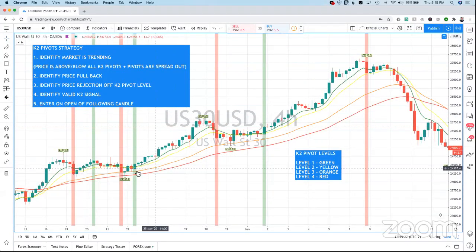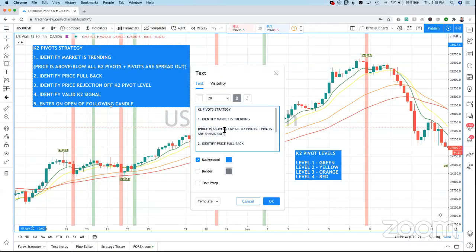So as you can see right here, price is trending upwards. And so for 1, you want to identify market is trending. So the way to identify that is if price is above, I spelled below.